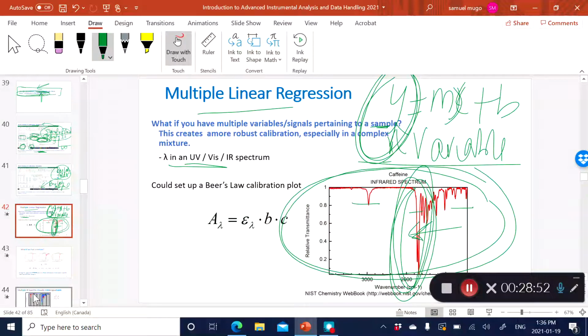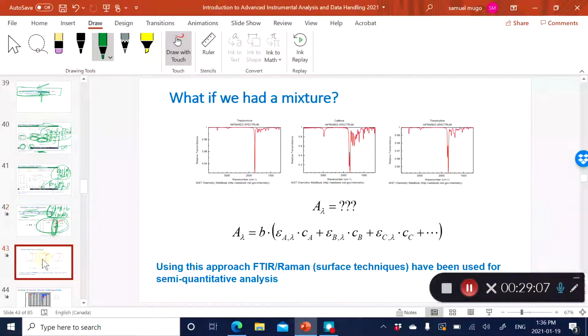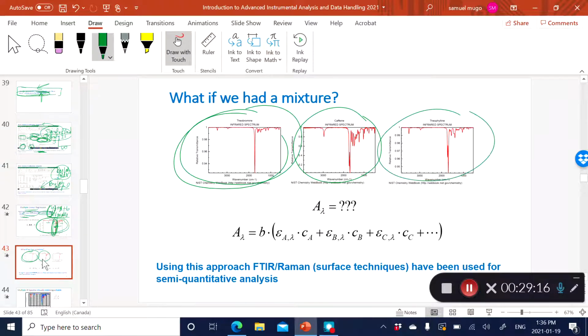That is very, very common if at all you are dealing with very complex samples. And also it's very, very common when you're trying to build a fairly robust calibration in an environment that is fairly complex. I'll give you another example. If you had a mixture such as this, you've got now caffeine, you've got theobromine, you've got theophylline, and possibly they are all present, maybe in a cough syrup, and you're trying to do quantitative analysis.